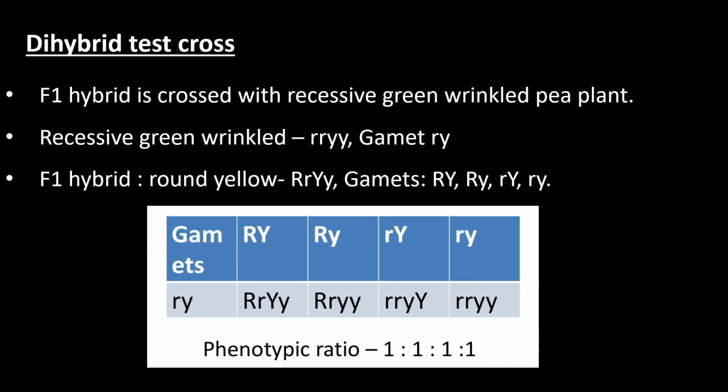And the results, that is the phenotypic ratio, is 1:1:1:1. Here, 4 types of individuals are produced in equal proportion. Appearance of recessive character in the offsprings indicates F1 individuals were heterozygous.